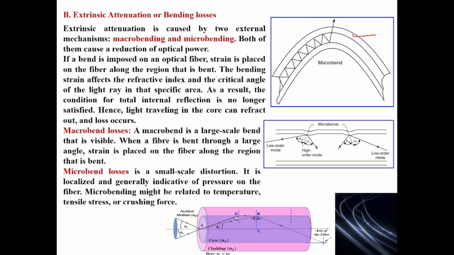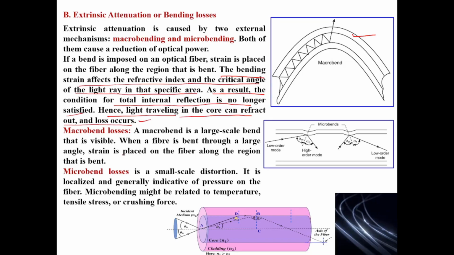The same thing has been written here. The bending strain affects the refractive index and critical angle of the light ray in that specific area. As a result, the condition of total internal reflection is no longer satisfied. Hence, the light traveling in the core can be refracted out and losses occur. Refracted, as I told, through the clad.